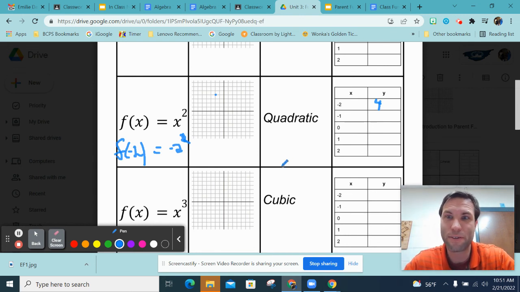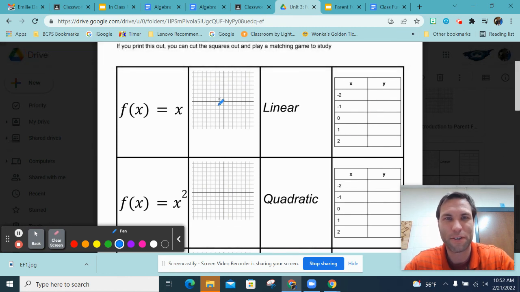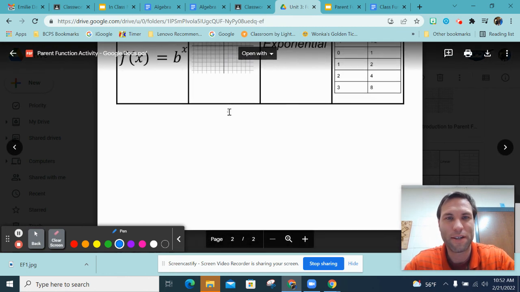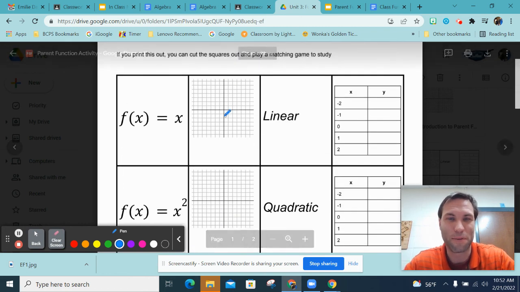So you'll see that already looks different than our last one, the linear. So it has to be a different shape. The quadratic is going to look different than the linear, and the cubic will look different than the quadratic, okay? So that's what you're going to do. You're going to fill in this XY table, and then you're going to graph this. And then in class, we're going to talk about your noticings and wonderings about it, okay?